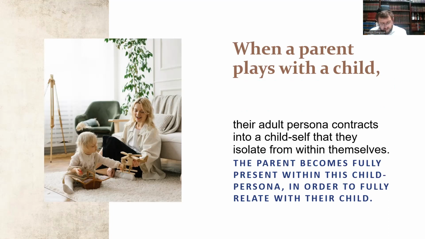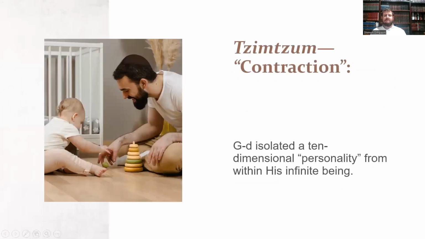And therefore, in the same way, the parent retains their adult personality, even as they are fully present within the child self that is engaging in a mutually pleasurable activity with their child. And this is what the Kabbalists refer to as the tzimtzum, the contraction.